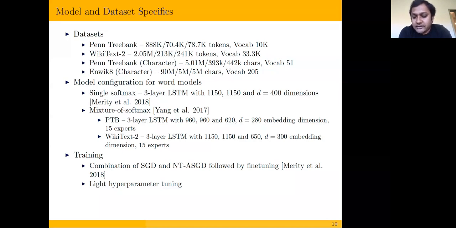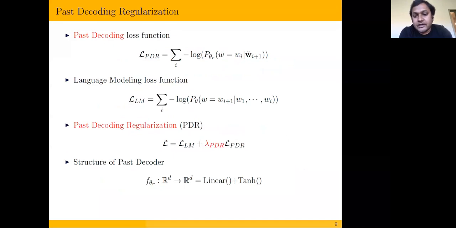One important thing is the lambda term. This lambda term was fixed by conducting a few experiments. Essentially, we saw that a lambda of around 0.001 works pretty well for our models.